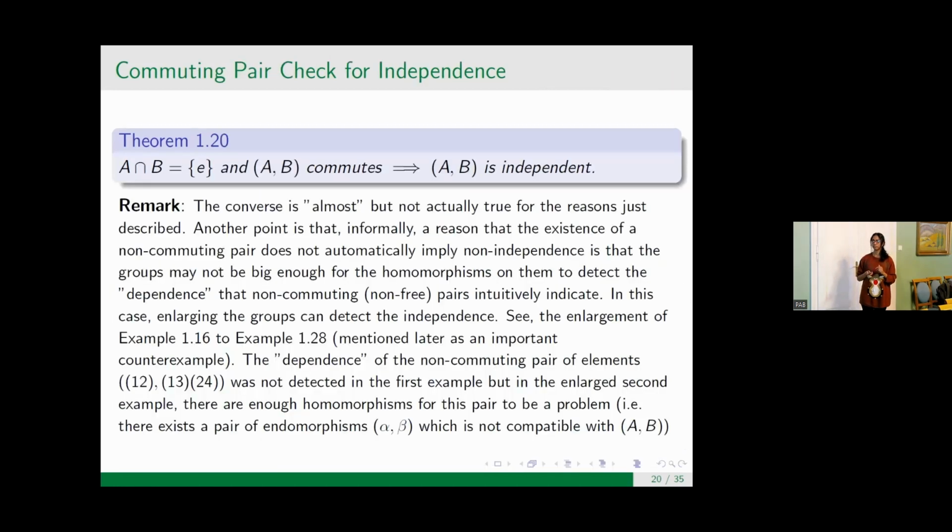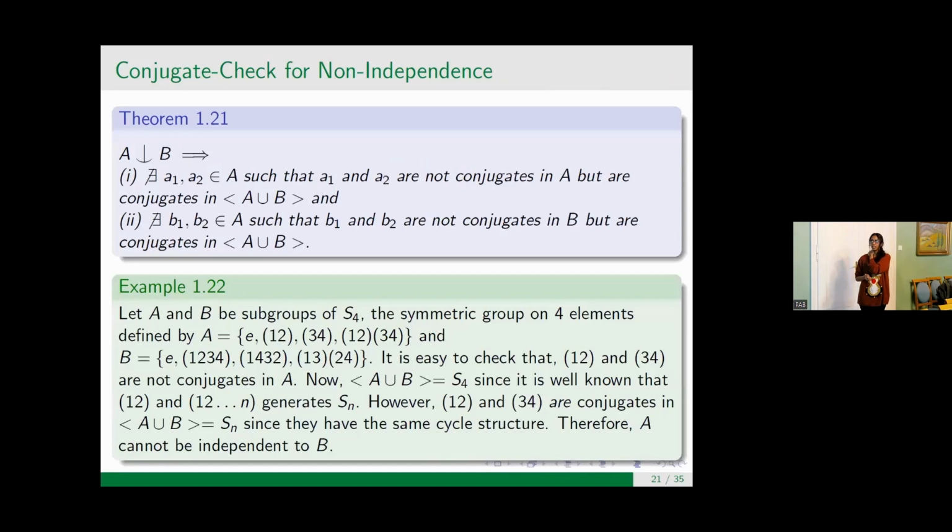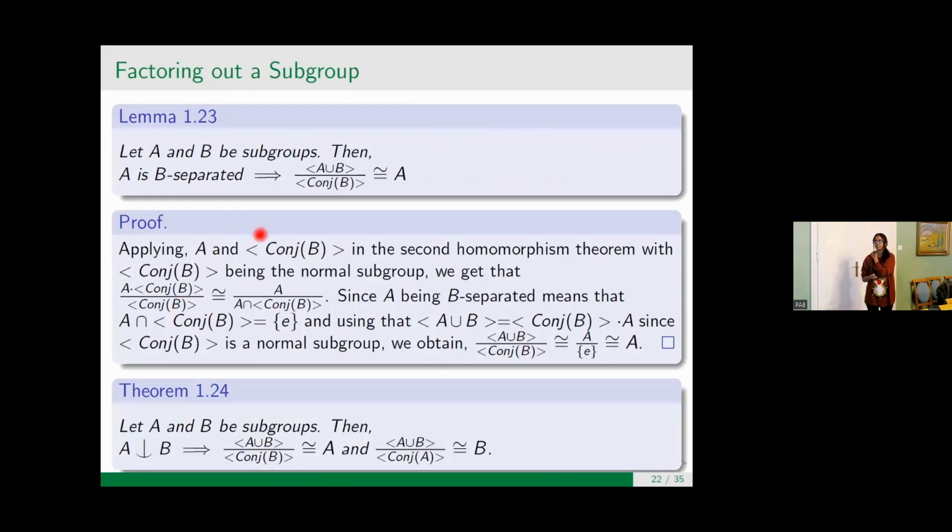There is a conjugate check for independence too, but maybe I should speed up a little. If A is independent to B, this implies that there don't exist a1 and a2 such that they are not conjugates in A, but they are conjugates in the join. So for example, here we have (1 2) and (3 4) in this group here. They are not conjugates in A because they don't have the conjugate witnesses in A. But in the join, which is all of S4, they are conjugates because they have the same cycle type. I'm speeding up because I guess the time is not good.